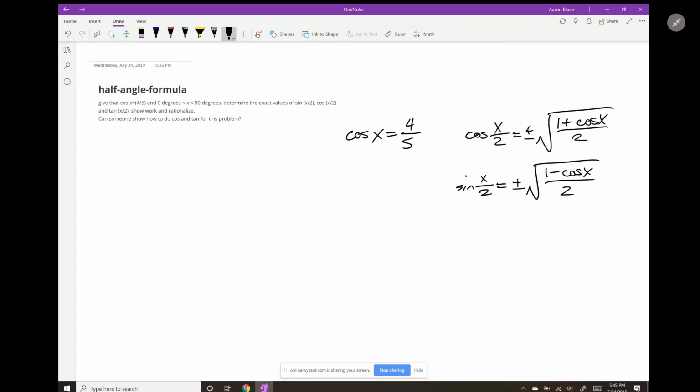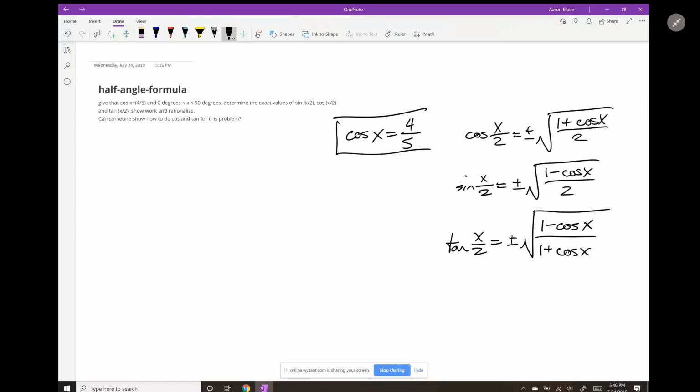And tangent of half of x is, well, there's multiple expressions for this. Actually, there's multiple expressions for all of them. The one I'm going to use is 1 minus cosine x divided by 1 plus cosine of x. Since we are given cosine of x, all you have to do is just plug it into these three formulas and calculate.